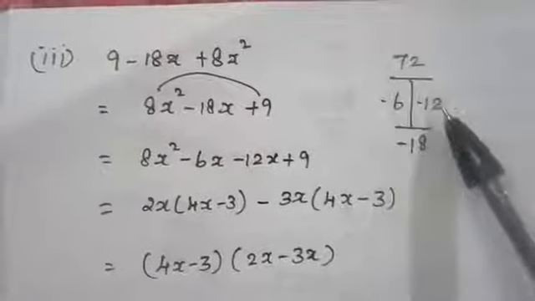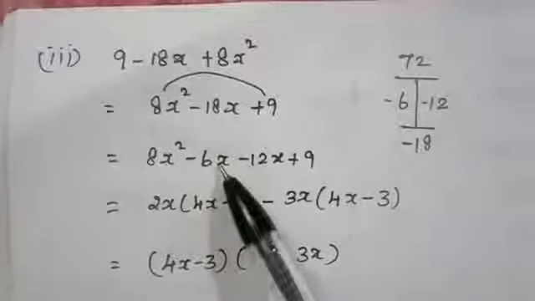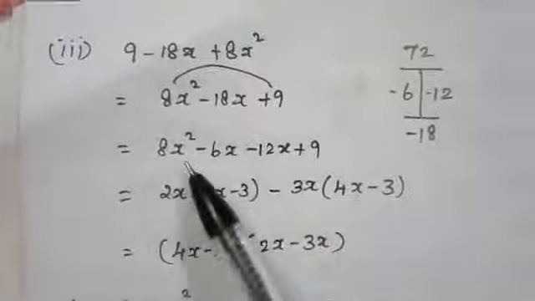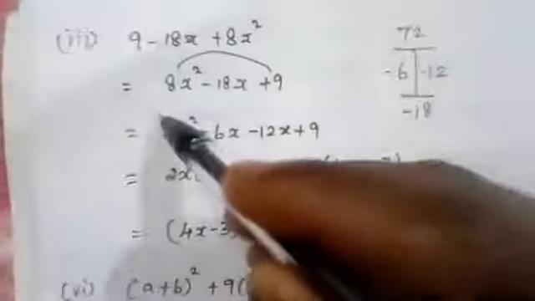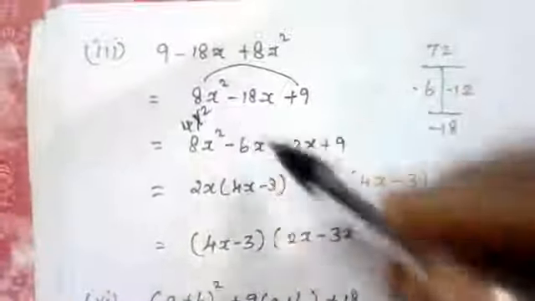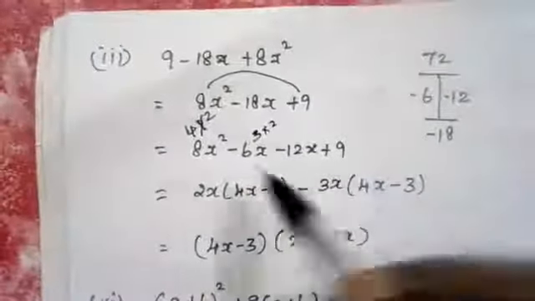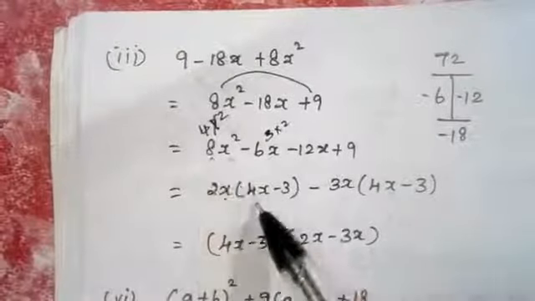So now using these two, you have to separate this minus 18x. Minus 18x is rewritten as minus 6x minus 12x. Then you have to compare these two. 2x is common. So for this is 4 into 2, for here it is 4 into 2, it is 3 into 2. So now 2x is taken outside, which is remaining 4 into x.